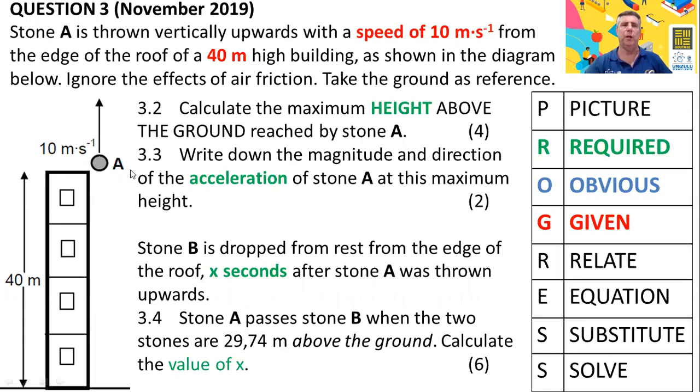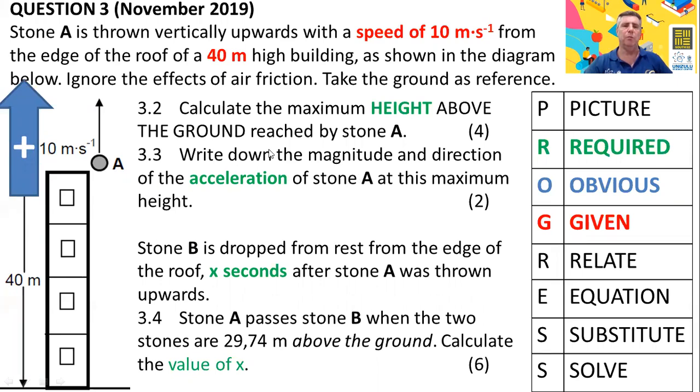Again, a similar situation, a stone thrown vertically upwards from the edge of a roof. And the initial calculations are very simple, but then a second stone is dropped and you're asked to compare the motion of 2 bodies, which makes it quite a lot more difficult. Once again, we're going to regard upward motion and upward direction as positive.